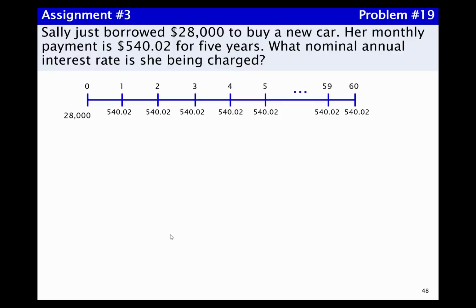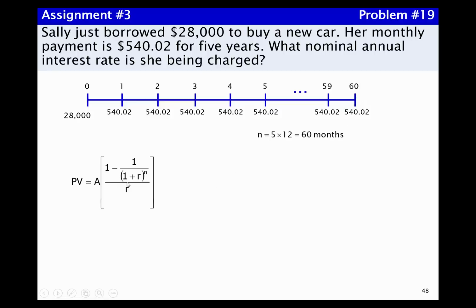19. Sally just borrowed $28,000 to buy a new car. Her monthly payment is $540.02 for 5 years. What nominal annual interest rate is she being charged? Okay, this is similar to the last problem where we have a present value annuity, but the difference is we're on a monthly basis. So that's the only adjustment we need to make for this. The present value is $28,000, and then I have monthly payments of $540.02 for 5 years, 60 months.